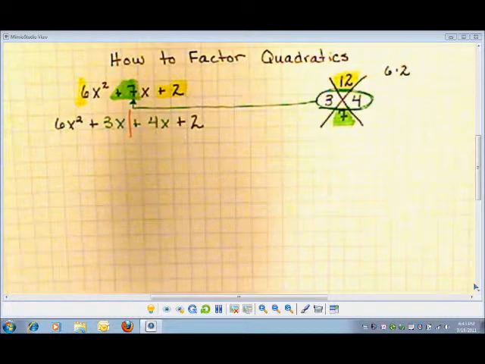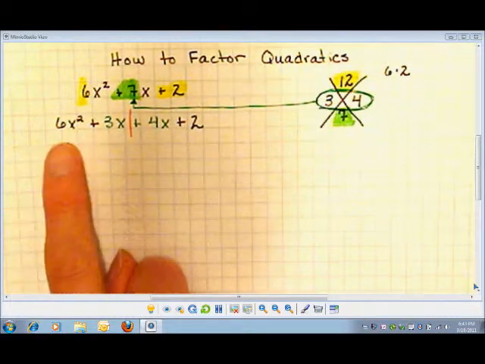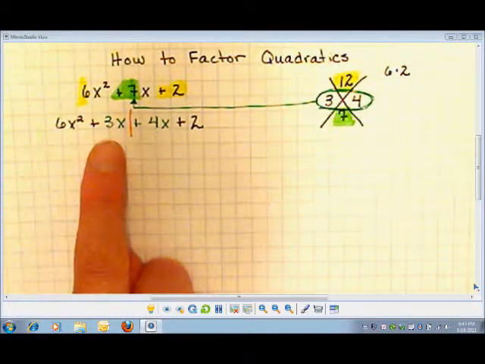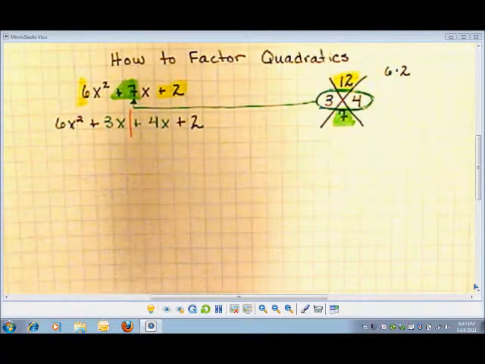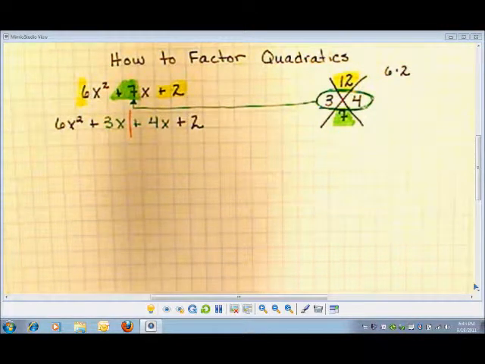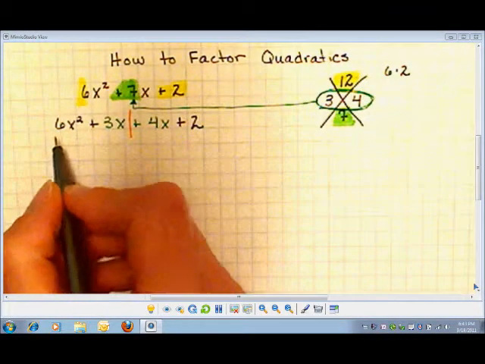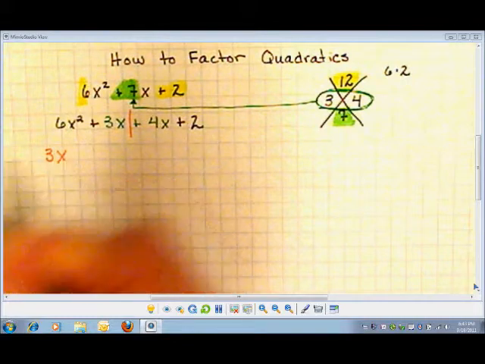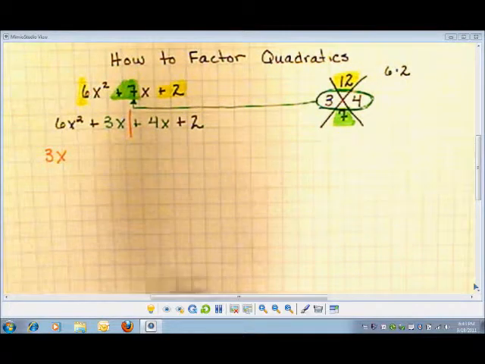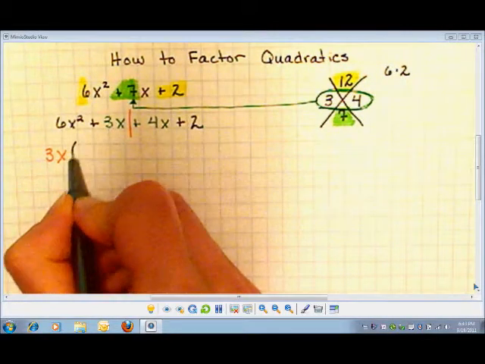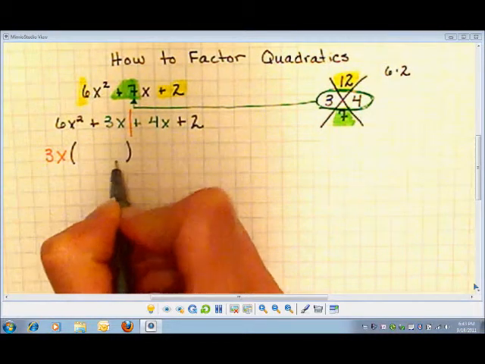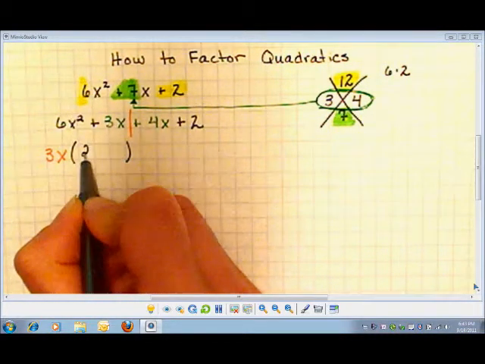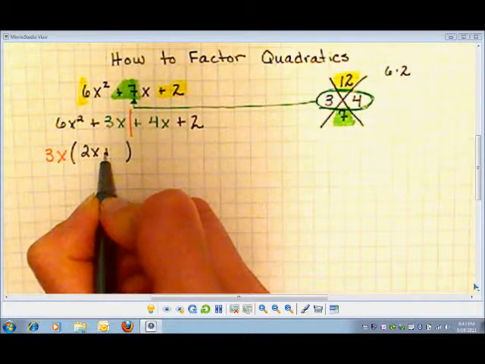Well, let's look at the first grouping. I have 6x squared plus 3x. So I'm going to factor out what they have in common, which is 3x. It's a common factor out of both terms. So what am I left with on the inside? I'm left with 2x plus 1.